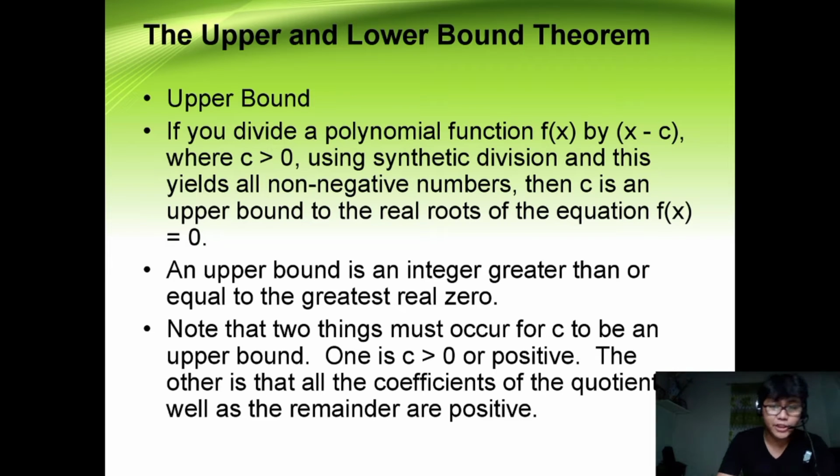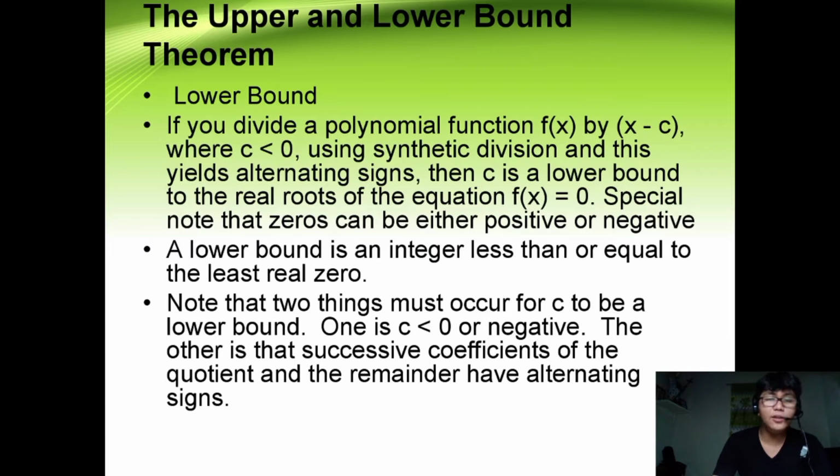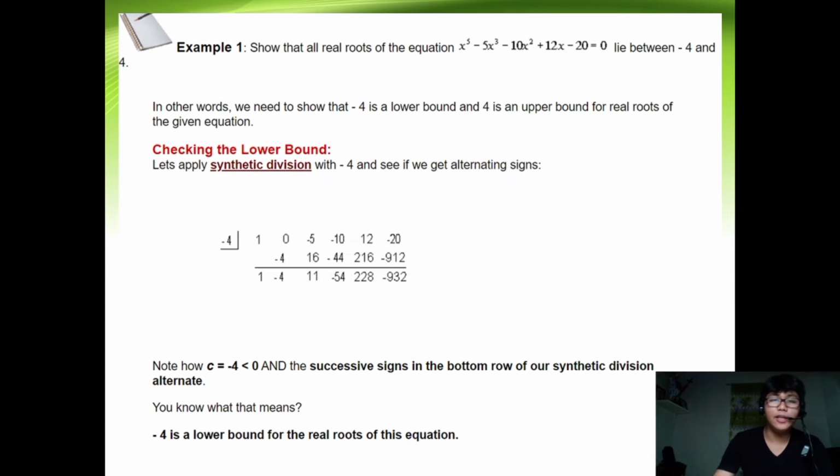An upper bound is an integer greater than or equal to the greatest real zero. Note that 2 things must occur for c to be an upper bound. One is that c is greater than 0, or positive, and the other is that all of the coefficients of the quotient as well as the remainder are positive. The lower bound is the other way around. The lower bound is an integer less than or equal to the least real zero. Take a look at the example.